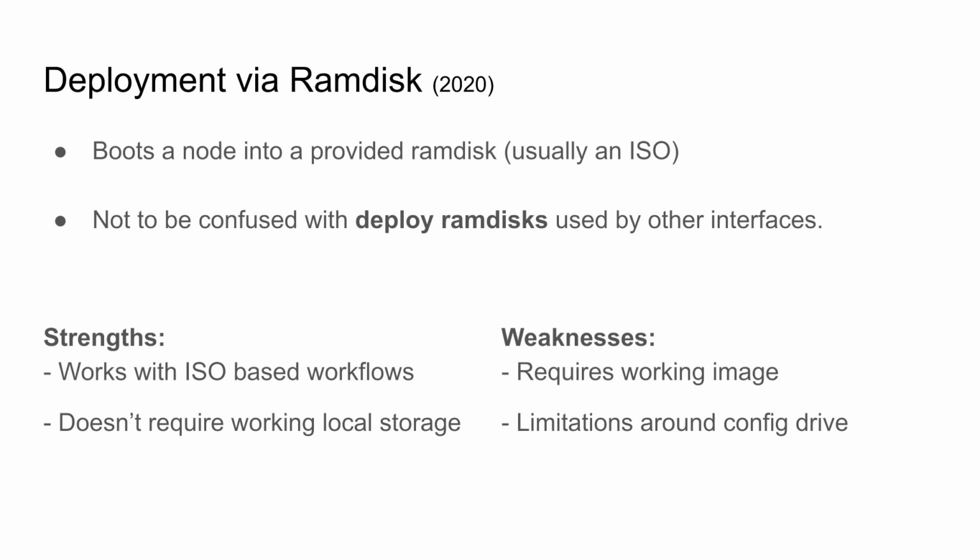But we also can deploy a RAM disk. And this is sort of confusing because Ironic uses a RAM disk as a tool to do other things. But this is if you have a RAM disk and what you want is your node to be deployed with a RAM disk on it.